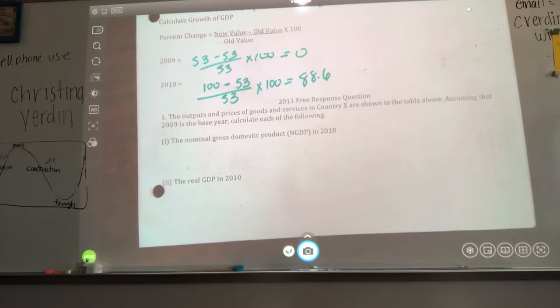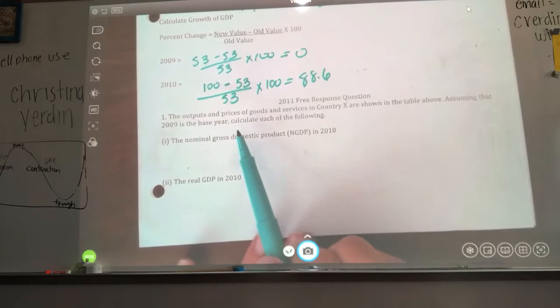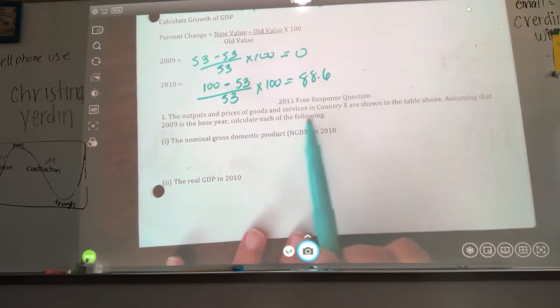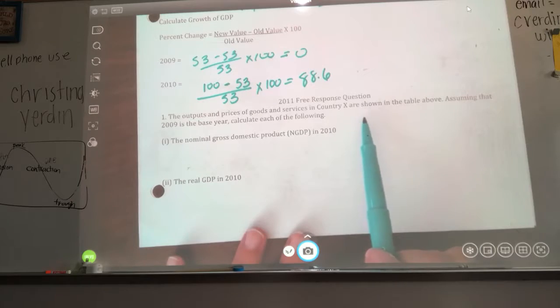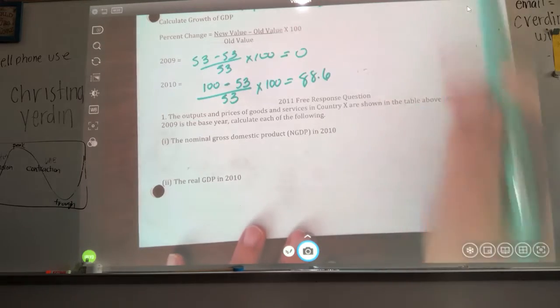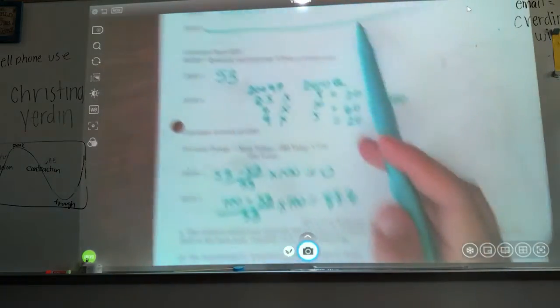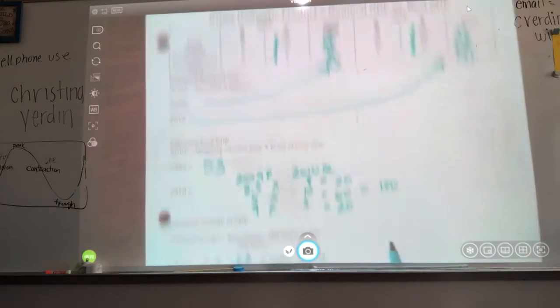Okay, so a lot of times they like to ask the free response as something for you to do your GDP nominal and real. So let's look at this first one. It says the outputs and prices of goods and services in country X are shown in the table above. It was this table right here. I made you do the math already.